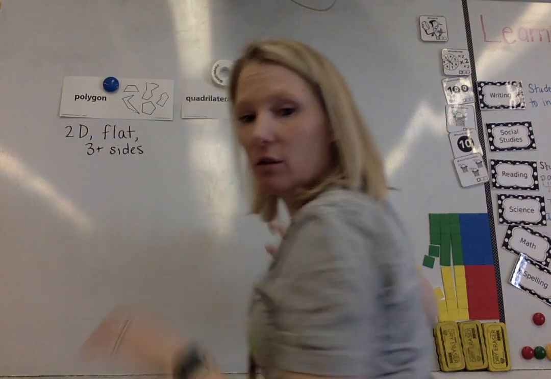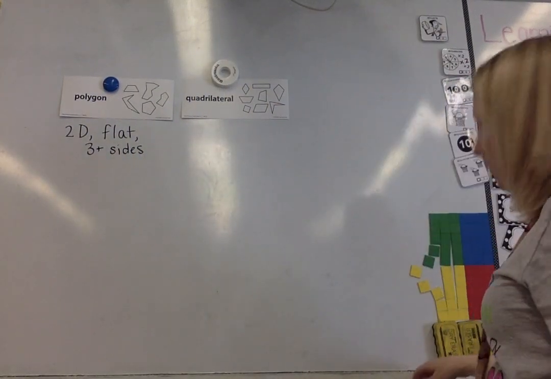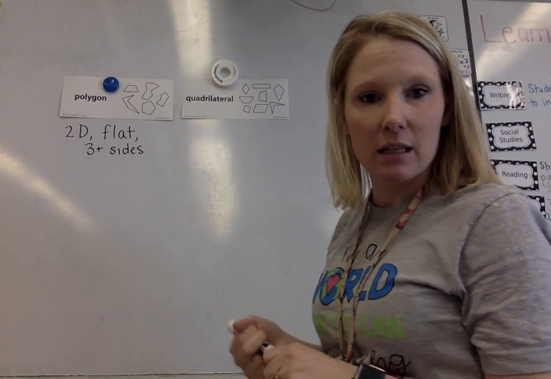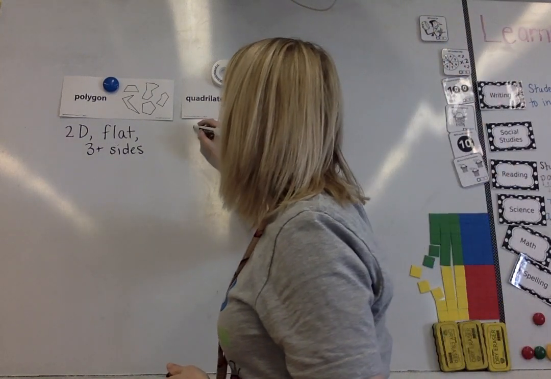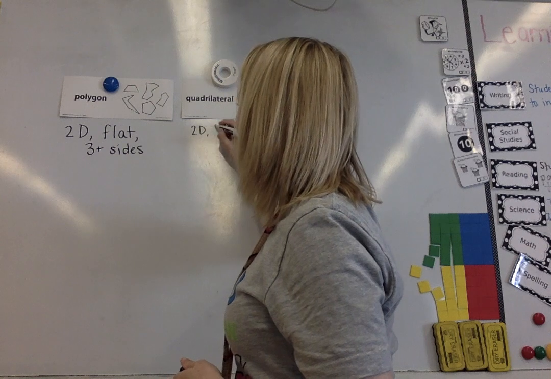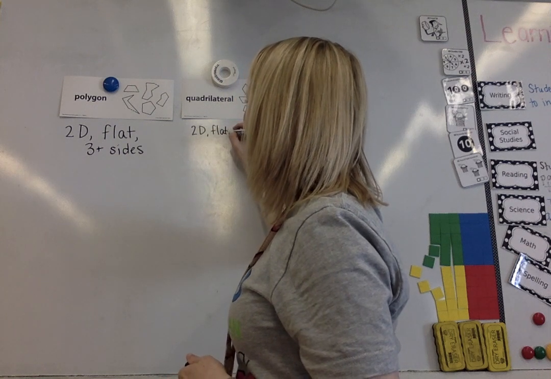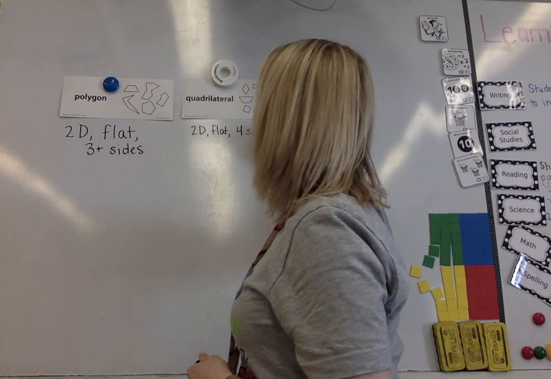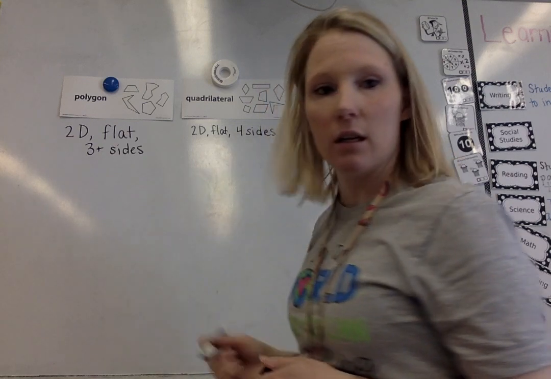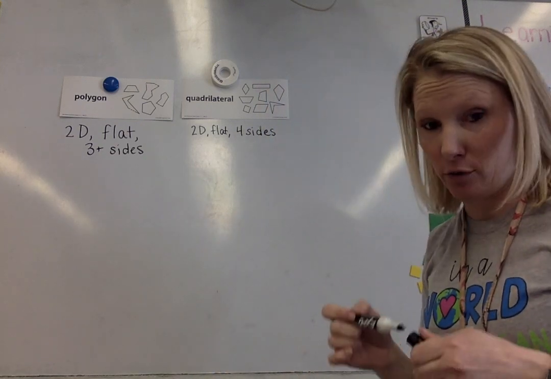So quadrilateral again, friends. If you're thinking about its characteristics, okay, it's 2D, it's flat, 4 sides. Okay. That's all it takes to be a quadrilateral.